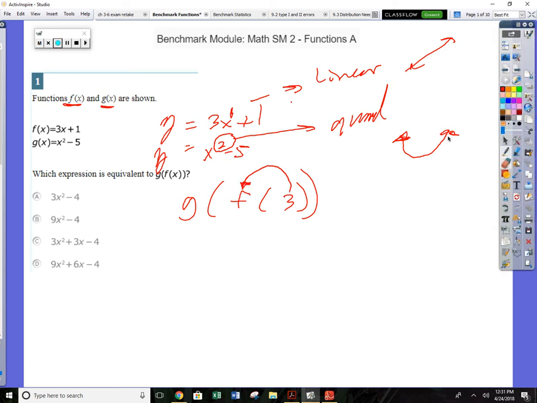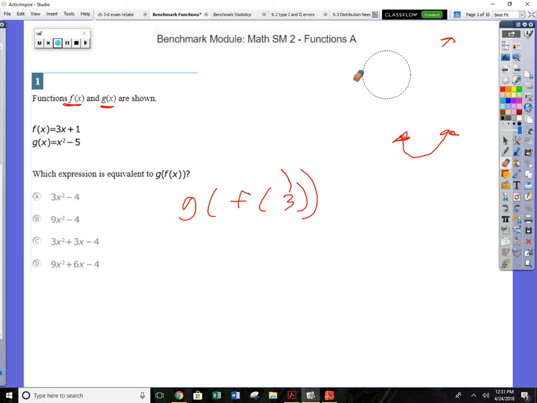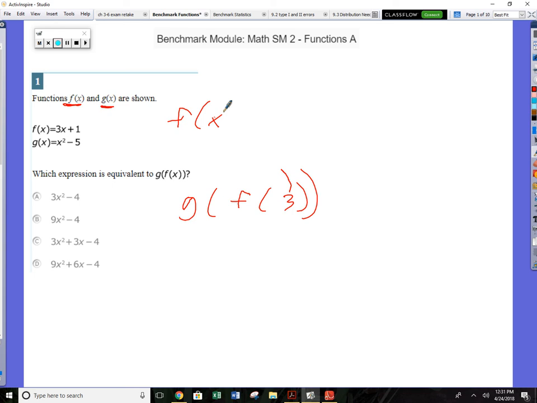Now f says this. F says whatever you plug in, you just times it by 3. So f's rule is this. I'm going to do 3 times whatever I let x be, and then I'm going to plus 1. And what they're telling you to do is let x be 3. So take 3 and substitute it in place of the x. So really the arithmetic is 3 times 3 plus 1. And we get 10.